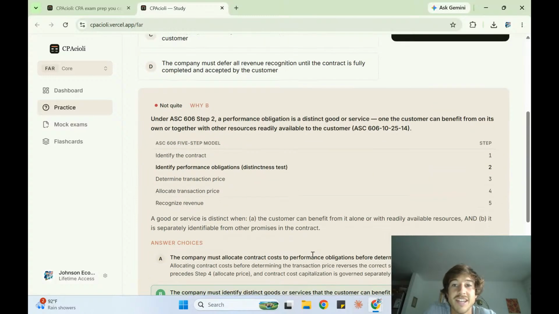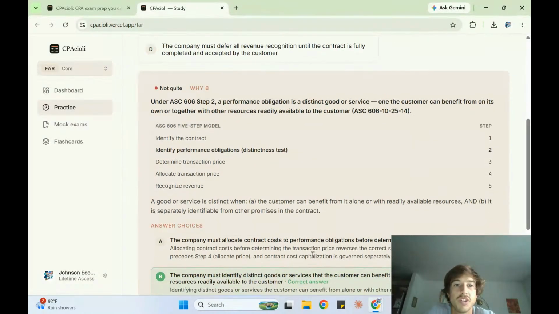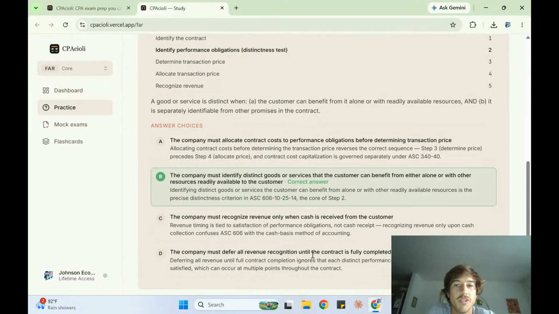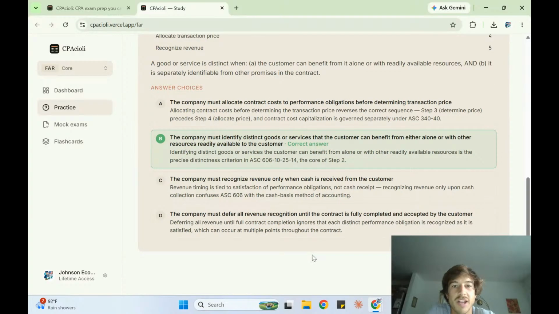A performance obligation is a distinct good or service the customer can benefit from on its own or together with other resources readily available to the customer. So identifying distinct goods or services the customer can benefit from alone or with other resources. Okay. Core of step 2. Okay. Cool.